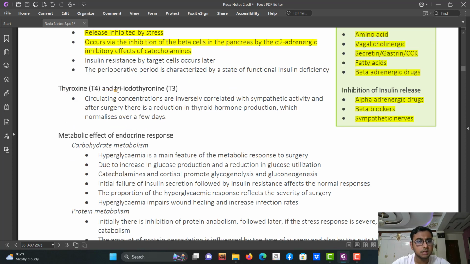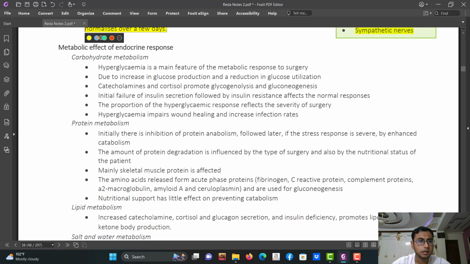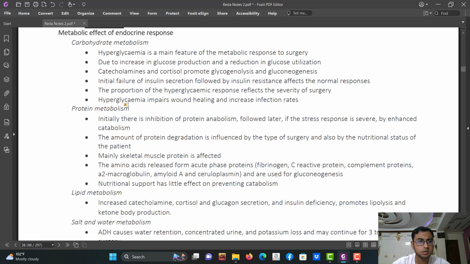Now the thyroxine and triiodothyronine are considered to be inversely correlated with the sympathetic effect, and after surgery there is a reduction of thyroid hormone production, which normalizes over a few days. Now, the metabolic effect of the endocrine response, that is carbohydrate, protein and lipid, and salt and water.